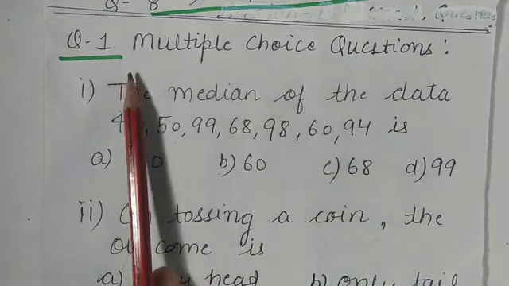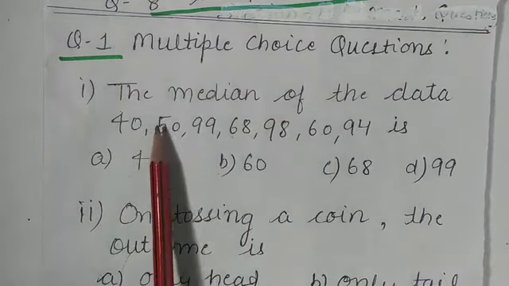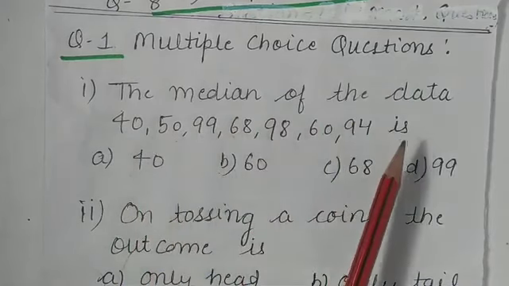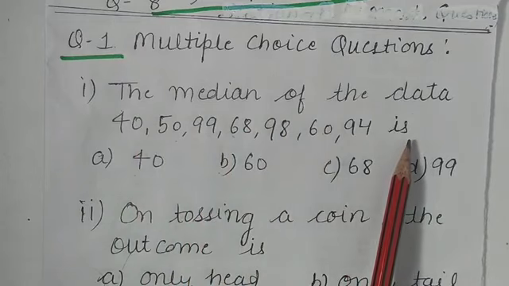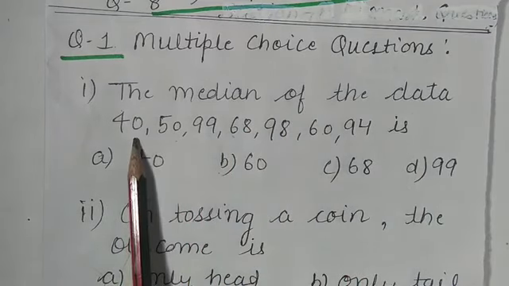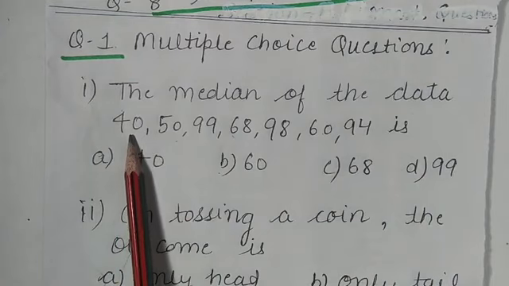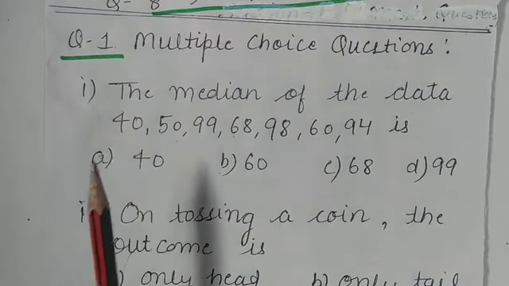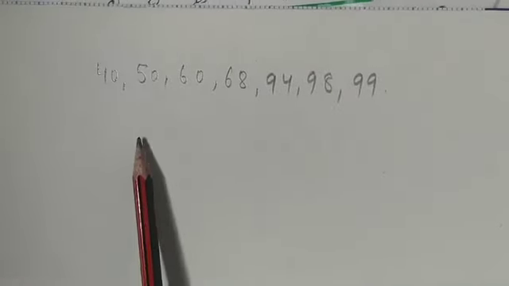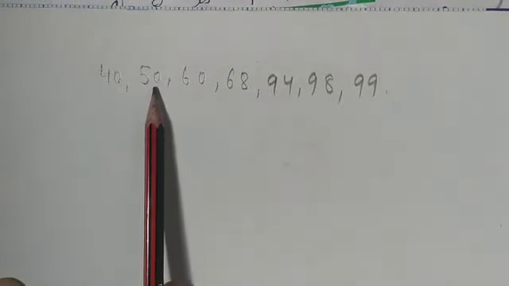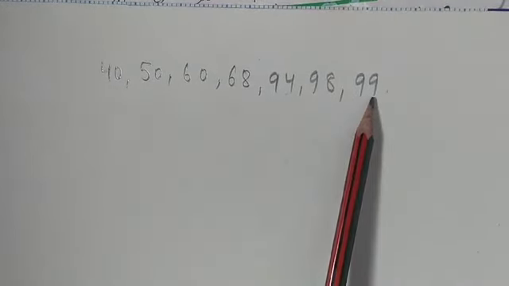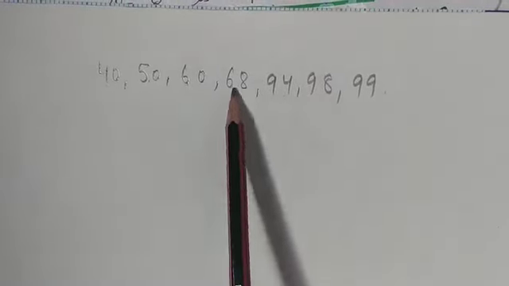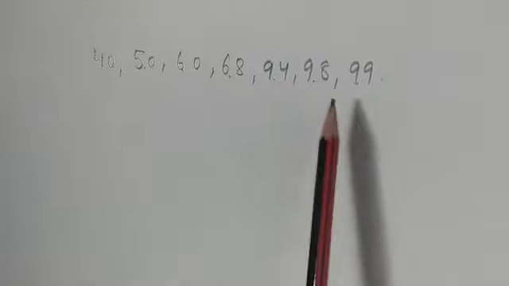This question includes 3 parts. First one is the median of the data. These are the observations given, and we have to calculate the median. For finding the median, first we have to arrange the data in ascending order. Here is the data that I have arranged: 40, 50, 60, 68, 94, 98 and 99. Now we have to count the number of observations: 1, 2, 3, 4, 5, 6, 7. So we have 7 observations.